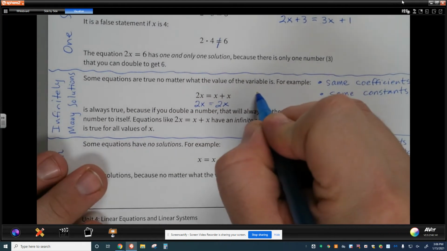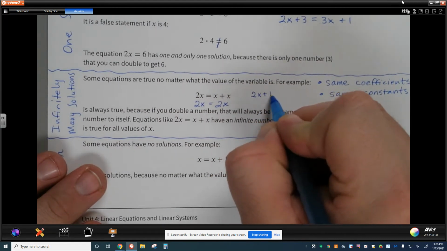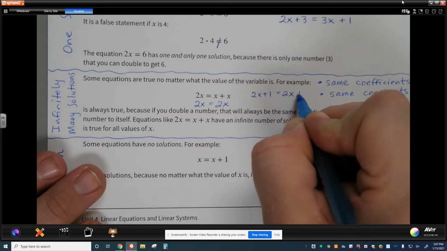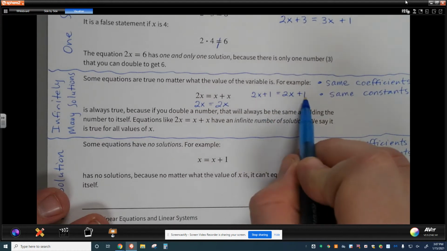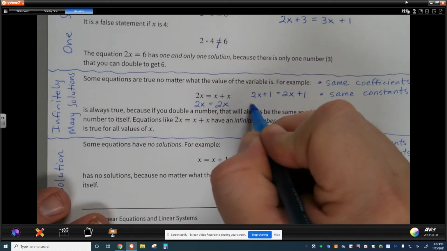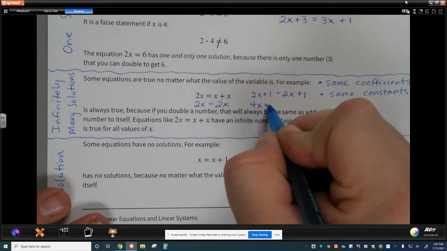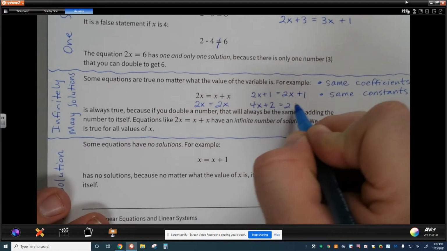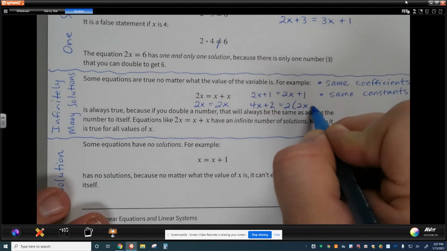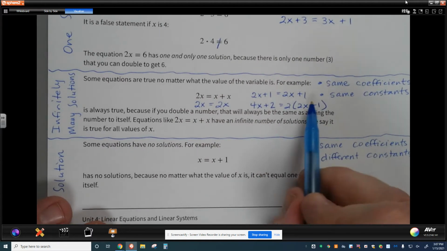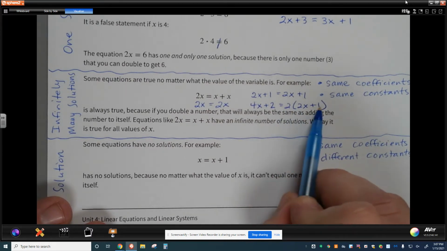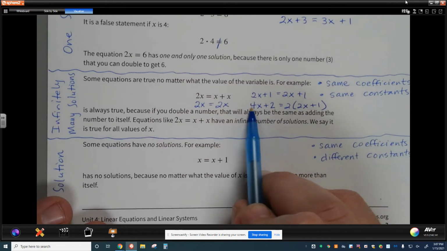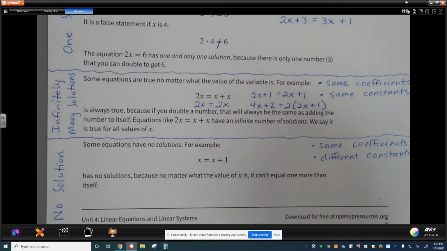Another example might be 2 times x plus 1 is equal to 2 times x plus 1. Notice that the coefficients of x are exactly the same, and then we are increasing that term by the exact same amount. Perhaps you have something like this. Maybe we're talking 4 times x plus 2 is equal to twice the sum of 2 times x plus 1. By the distributive property, this would become 4 times x, and 2 times 1 would become 2, making this expression exactly the same as the expression on the left. This would be another example of infinitely many solutions.